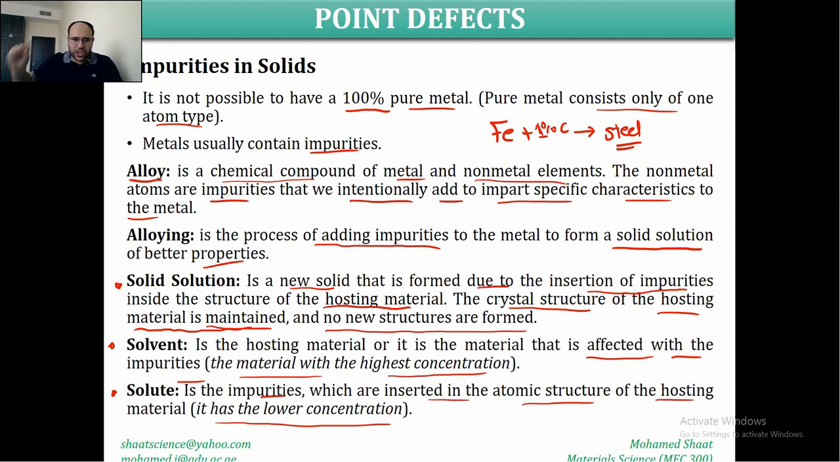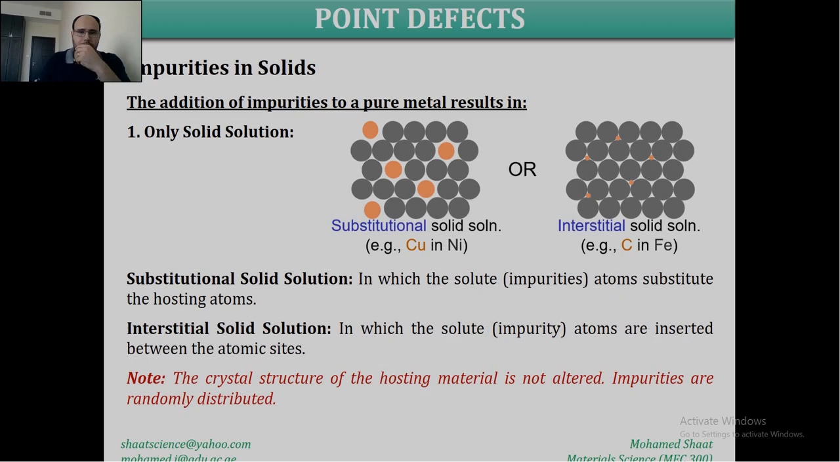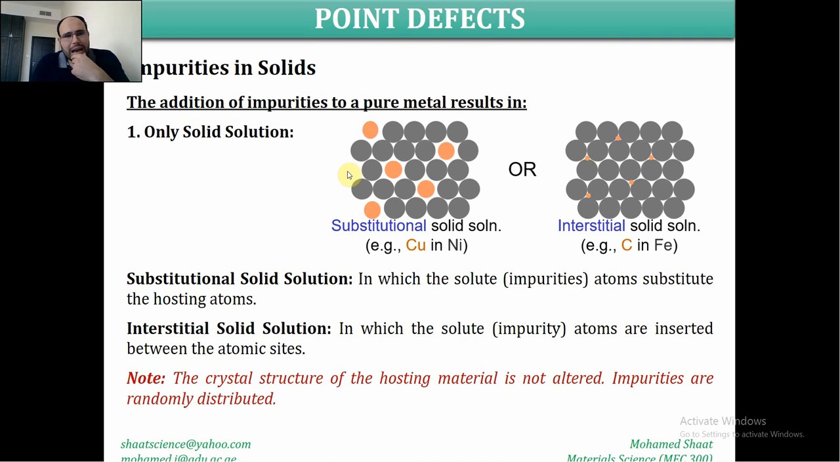But if the crystal structure has changed, we're going to end up with a new phase, which is like a new, different material. Make sense? And this is what distinguishes alloying from making ceramic material. Make sense? So the question is how these impurities are added to make a new solid solution or a new material.